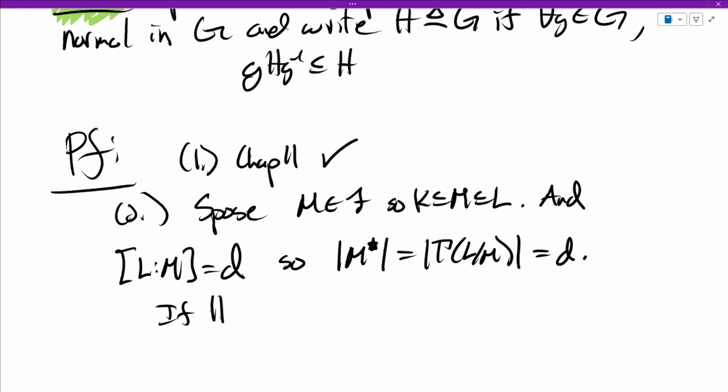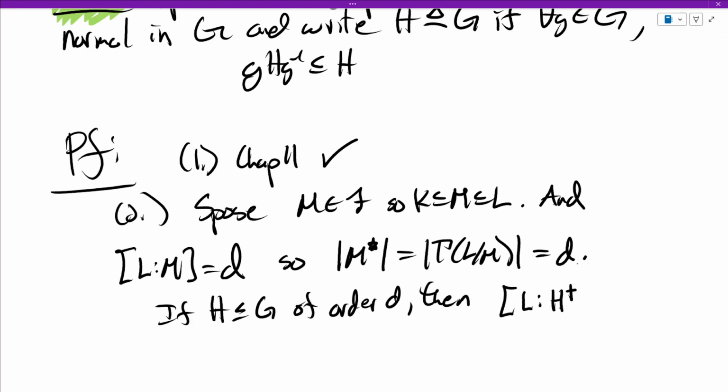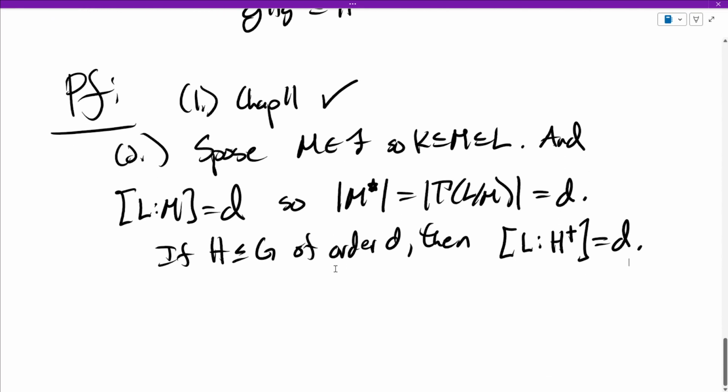If H is a subgroup of G of order D, then when we look at the fixed field, we also proved in chapter 11 that the degree of L over the fixed field is also D. So what this is saying is, if we have an intermediate extension of degree D, it corresponds to a subgroup of order D, and if we have a subgroup of order D, then it corresponds to an intermediate extension of degree D. So star and dagger preserve the degree / order.